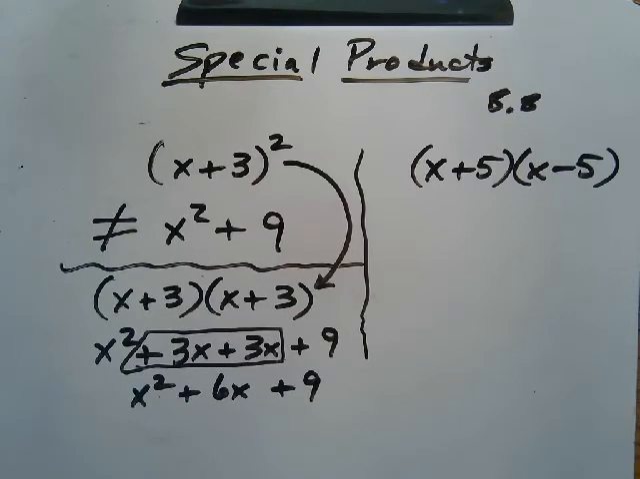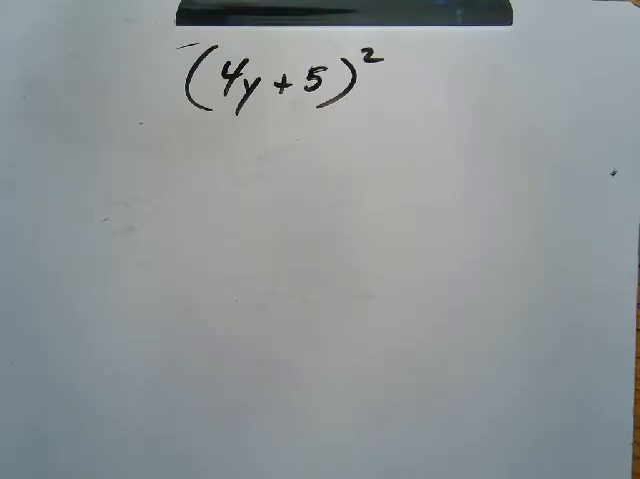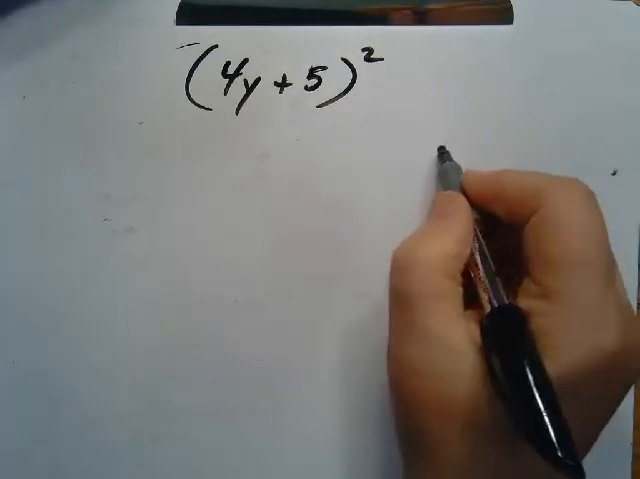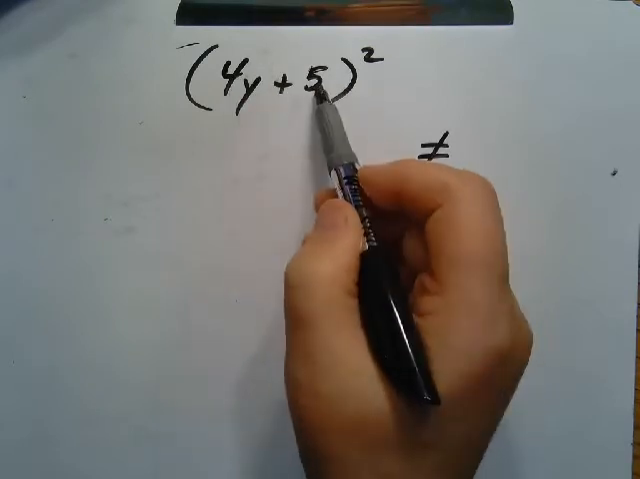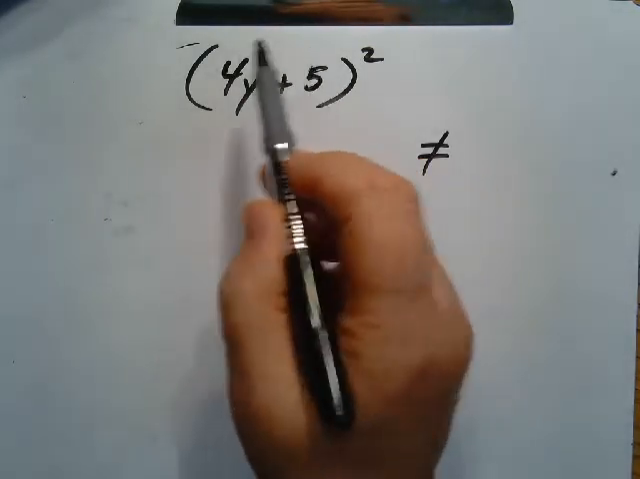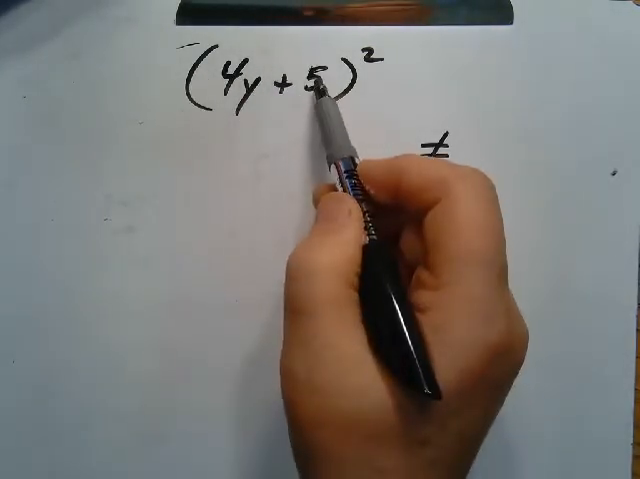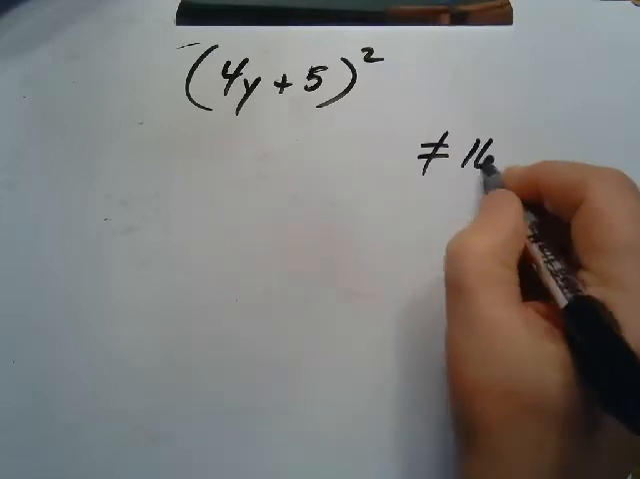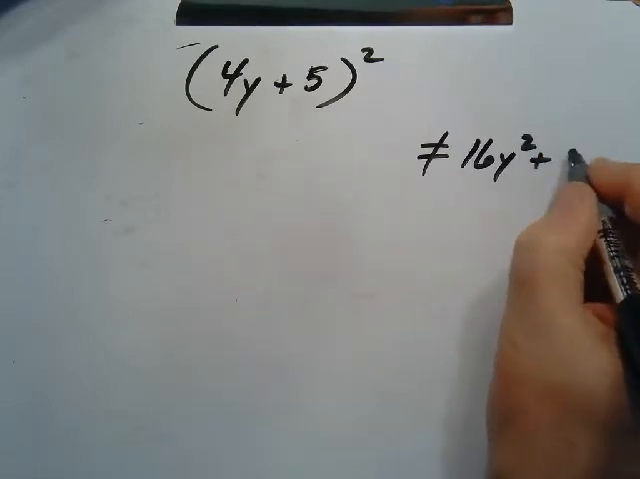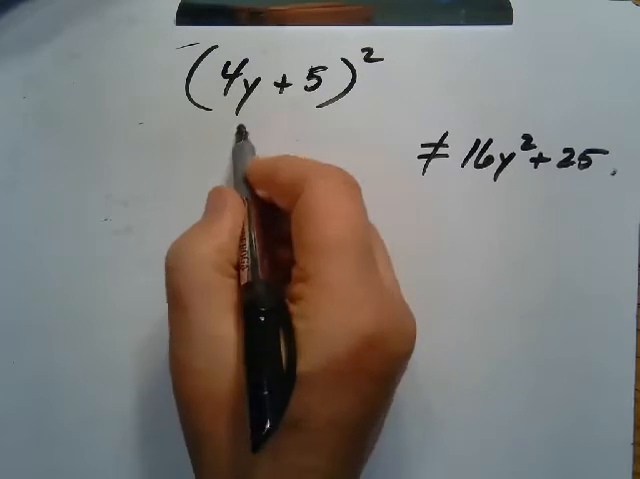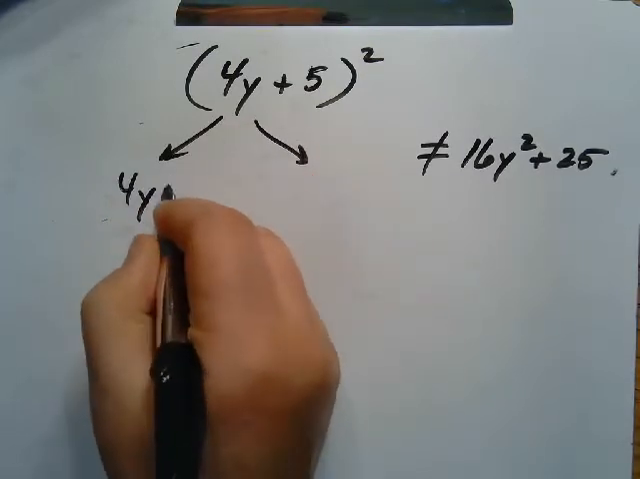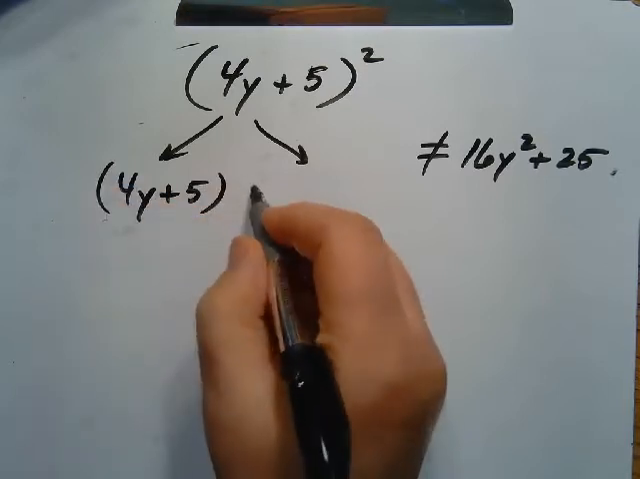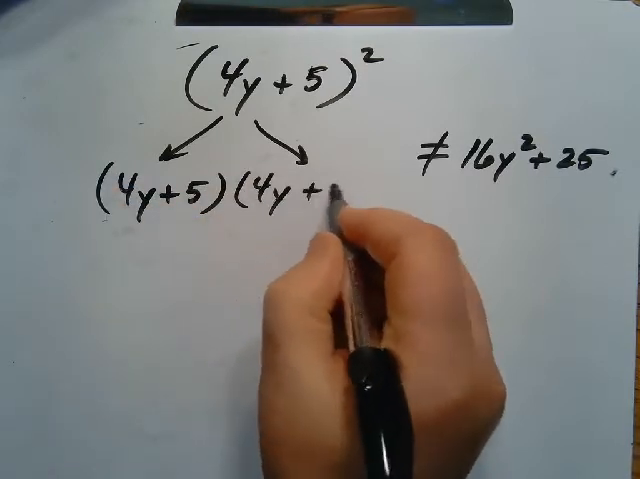Let's take a look at another one, a little more complicated one. All right, let's take a look at this one. Now, once again, this is not just squaring the first term and squaring the last term. We have to multiply every term times every other term, because this is not 16y squared plus 25. We have to rewrite this as two things multiplied times each other. Okay, so there's one of them, and here's the other.